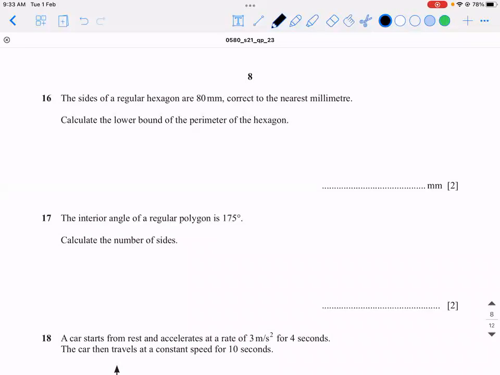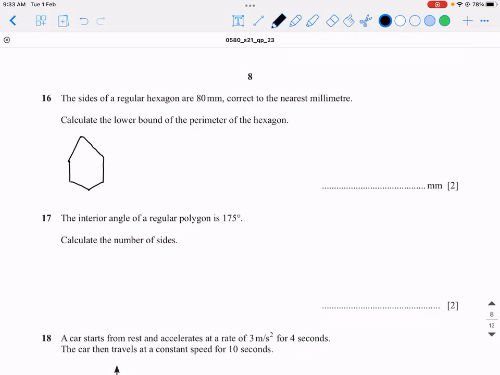Okay, so move to question number 16. In question 16, the sides of a regular hexagon. So we have a hexagon. Hexagon means a six-sided polygon. Since it is regular, it means all these sides are equal. So sides are 80 mm, correct to nearest millimeter. Calculate the lower bound of the perimeter.